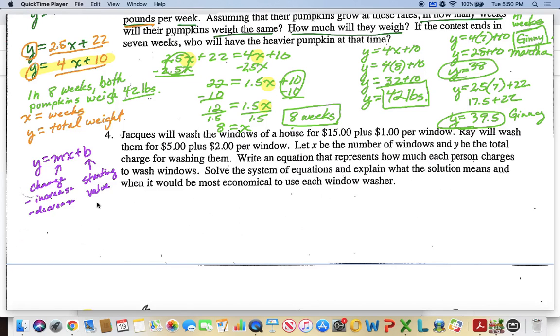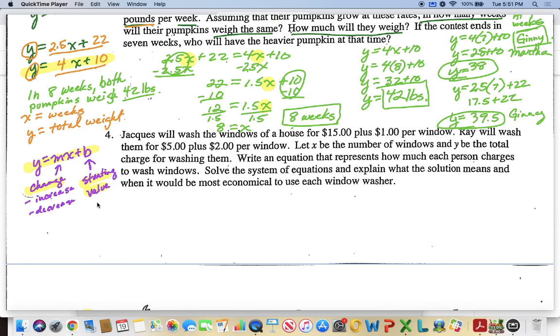Now we're going to do problem 4 in our chapter 5 review, using the equal values method. Remember that we are starting out with two equations in the y equals mx plus b form. The change is represented by the m, and that can be either an increase or a decrease. And b represents the starting value. So let's create a couple of y equals mx plus b equations using this problem.